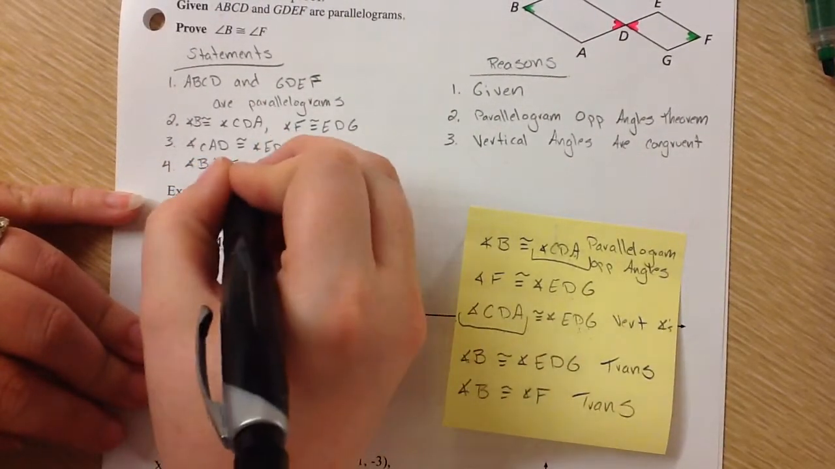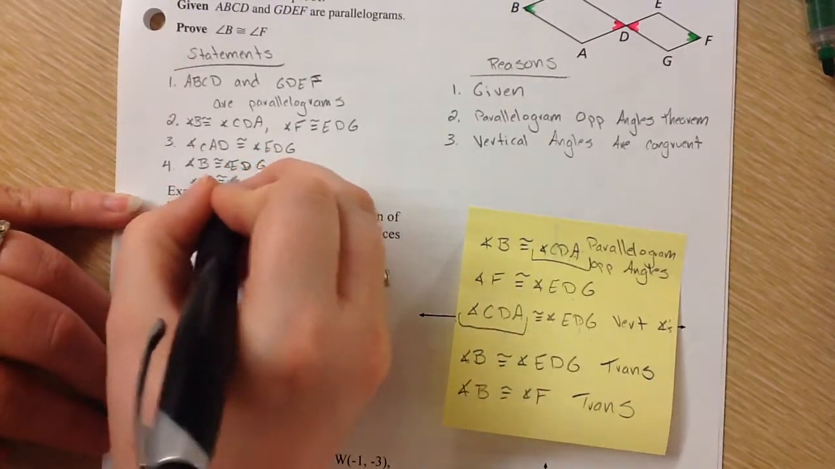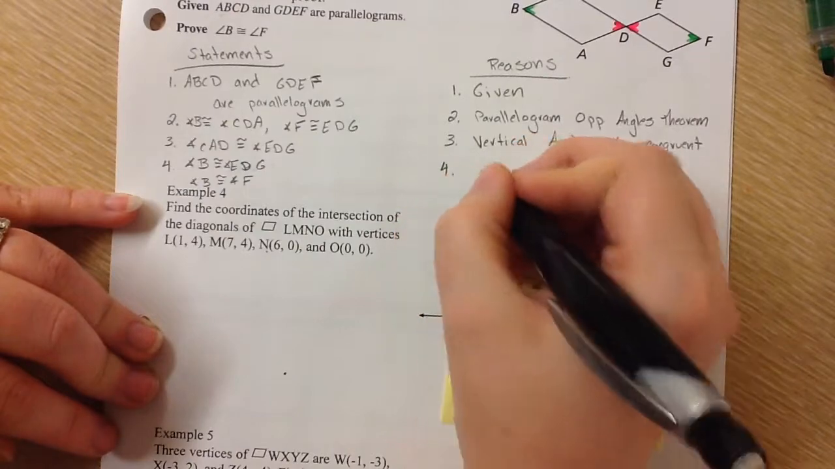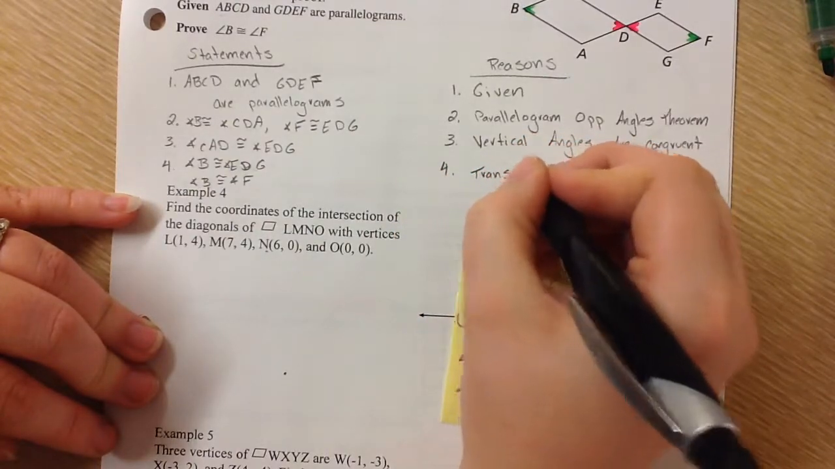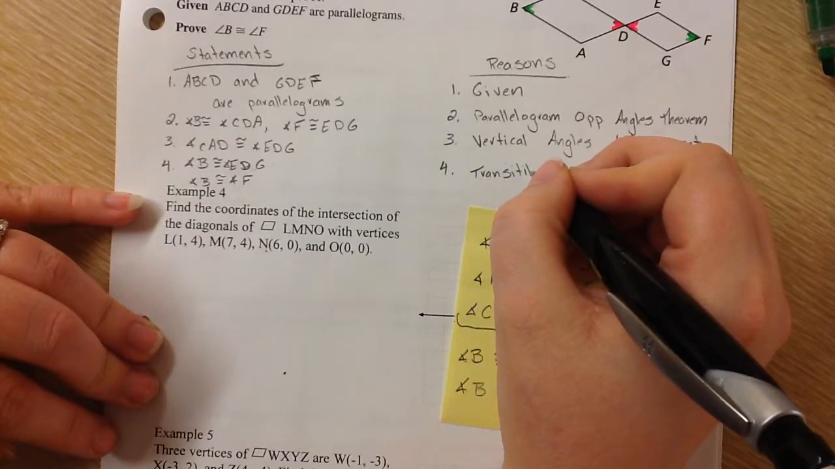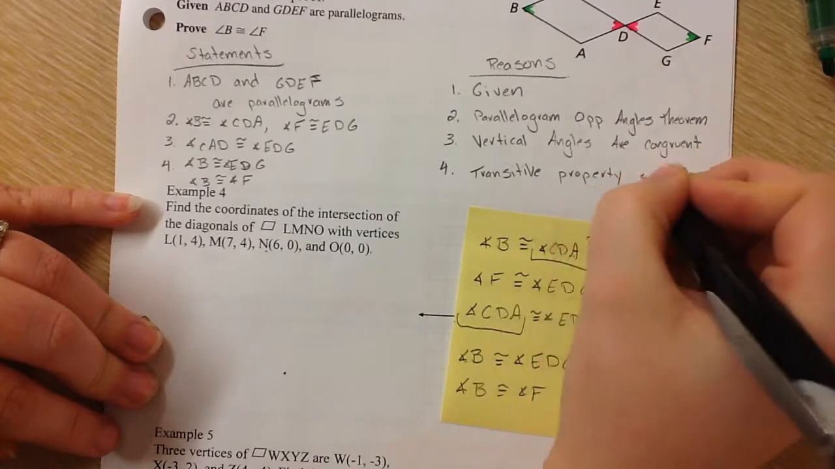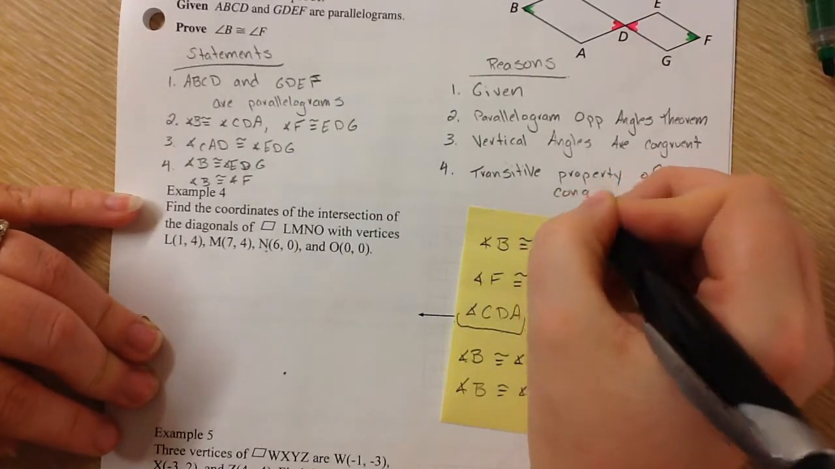Angle EDG, and then angle B is congruent to angle F because of the transitive property of congruence.